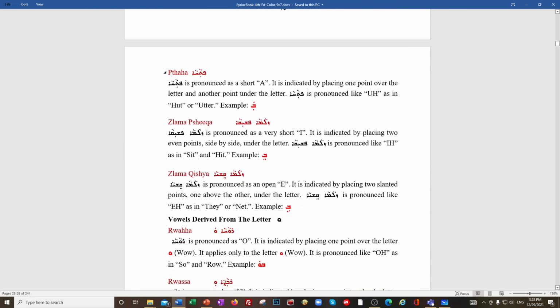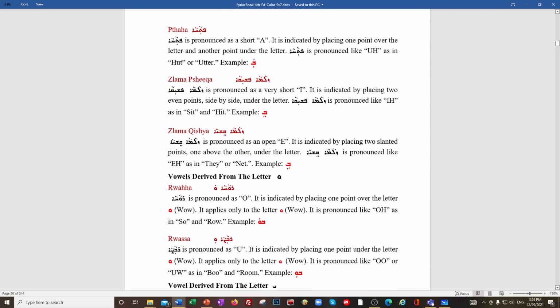The second one is Pthaha. Pthaha is pronounced as a short A. It is indicated by placing one point above the letter and the other point under the letter. Pthaha is pronounced like UH, as in hut or utter. Example, with the Beth, this is exactly how it's going to look: one dot above, one dot under the letter Beth. Beth again is b, and with the pthaha it is going to be ba.